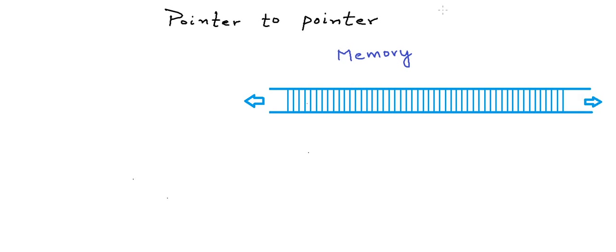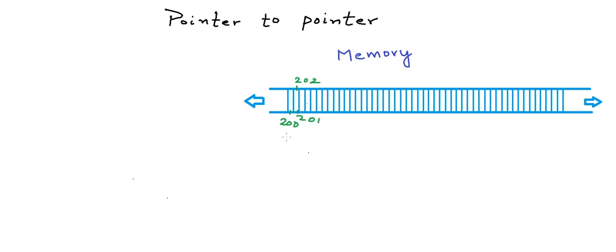Let us assume that this is a logical view of computer's memory, and each partition here is 1 byte of memory. Now we know that each byte of memory has an address. We have drawn the memory horizontally here. Let us assume that the address increases as we go from left to right. So if this byte is at address 200, the next byte would be at address 201, and the next byte would be at address 202, and so on.